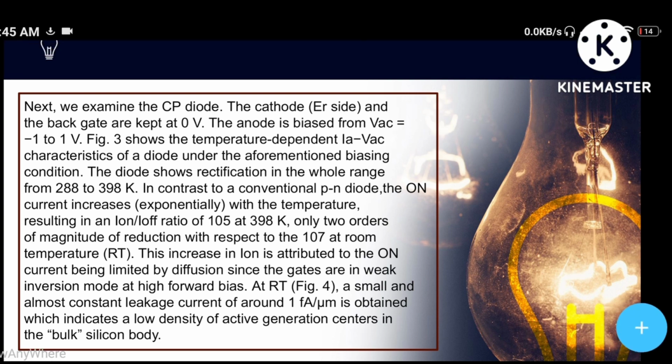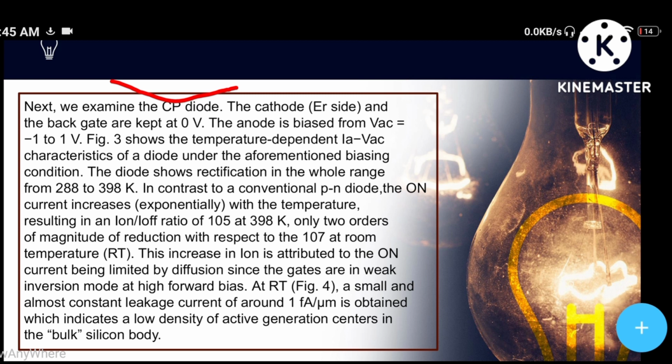Okay, next we examine the CP diode. The cathode, the ER side, and the back gate are kept at 0 volt. The anode is biased with VAC from minus 1 to 1. Figure 3 shows the temperature dependent I-V characteristics of a diode under the aforementioned biasing condition. The diode shows rectification in the whole range from 288 to 398K.